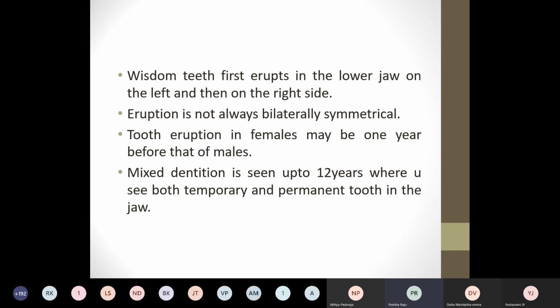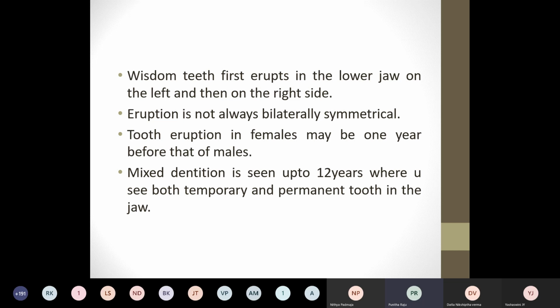And eruption is not always bilaterally symmetrical. It is not that on both sides it erupts at the same time, so it is not bilaterally symmetrical. The tooth eruption in females is 1 year earlier than that of males. In females, it is very much earlier, around 1 year.